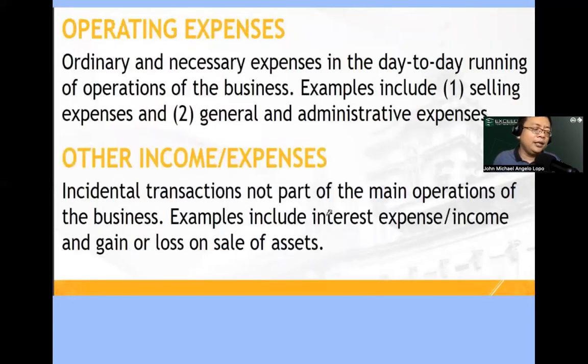And also you have OPEX. Napakadali ng OPEX, di ba? Ating tinatawag na operating expense or OPEX. You have also what you call other income or other expenses, incidental to the transactions that are not part of the main operations of the business. For example, include interest expenses. So mga other income, other expenses.